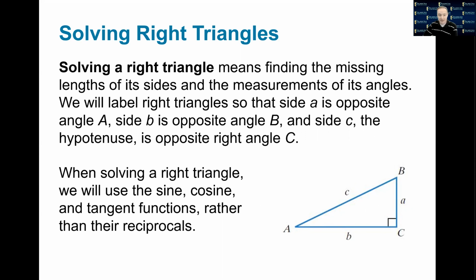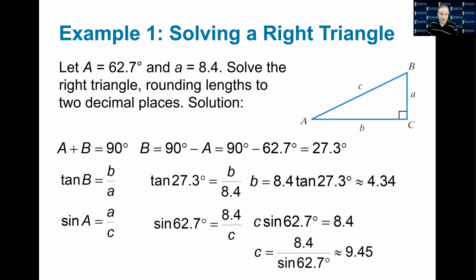We can say the sine of any angle is equal to the opposite over the hypotenuse. The cosine of any angle is equal to the adjacent side divided by the hypotenuse, and the tangent of any angle is equal to the opposite side divided by the adjacent side. Now, when we look at that within a problem like this, where I say solve the triangle, if I tell you that angle A down here is 62.7 degrees, and that side A is a length of 8.4.